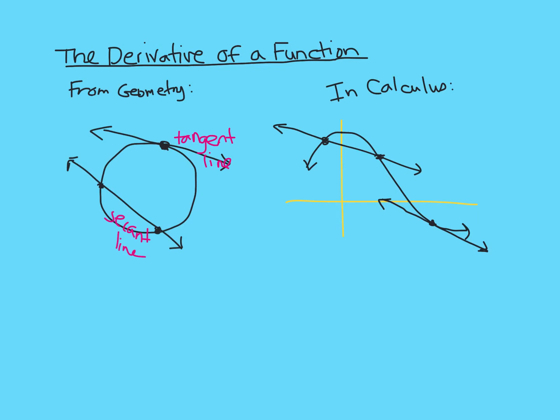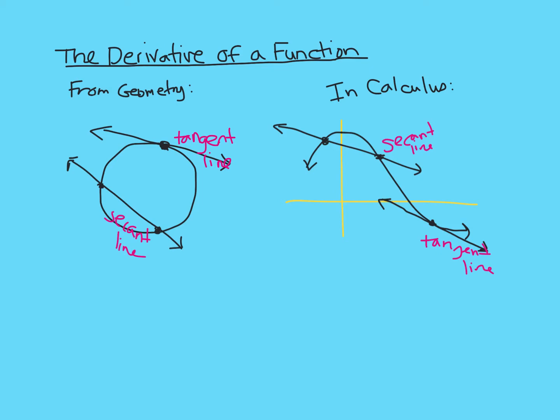Now in calculus, we use secant lines and tangent lines also, and we especially use tangent lines. You'll notice on the graph I have a similar thing to what I had on the circle on the left-hand side, and so I have a secant line that touches the graph at two places, and I have a tangent line that touches the graph at one place. And that tangent line is really, really important.